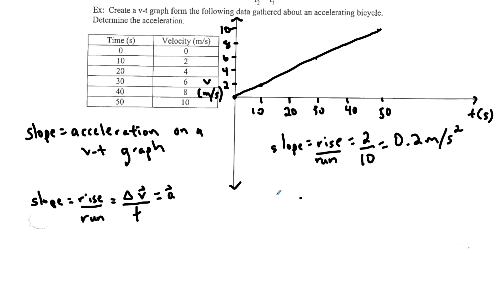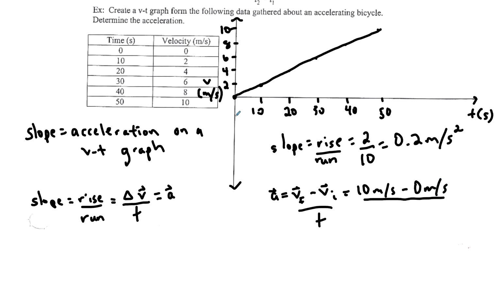So let's just prove that. Acceleration is VF minus VI over t. Okay, well, VF is the velocity at the end of the time interval, 10 meters per second. VI is the velocity at the beginning, 0. And the total time period is 50 seconds. So 10 divided by 50 is also 0.2.